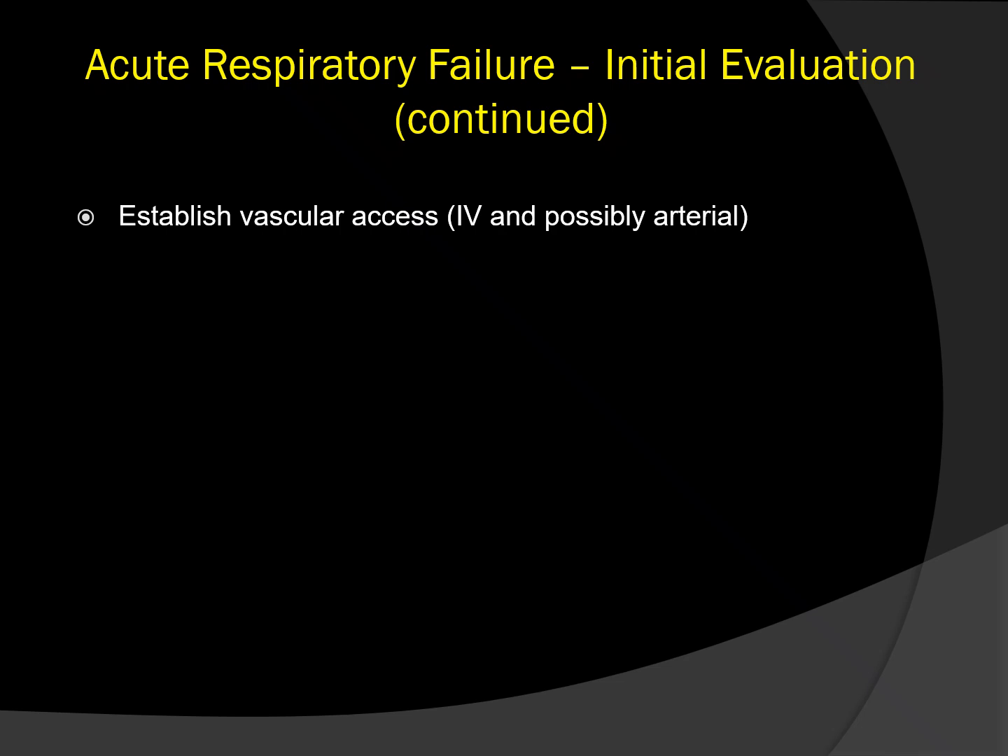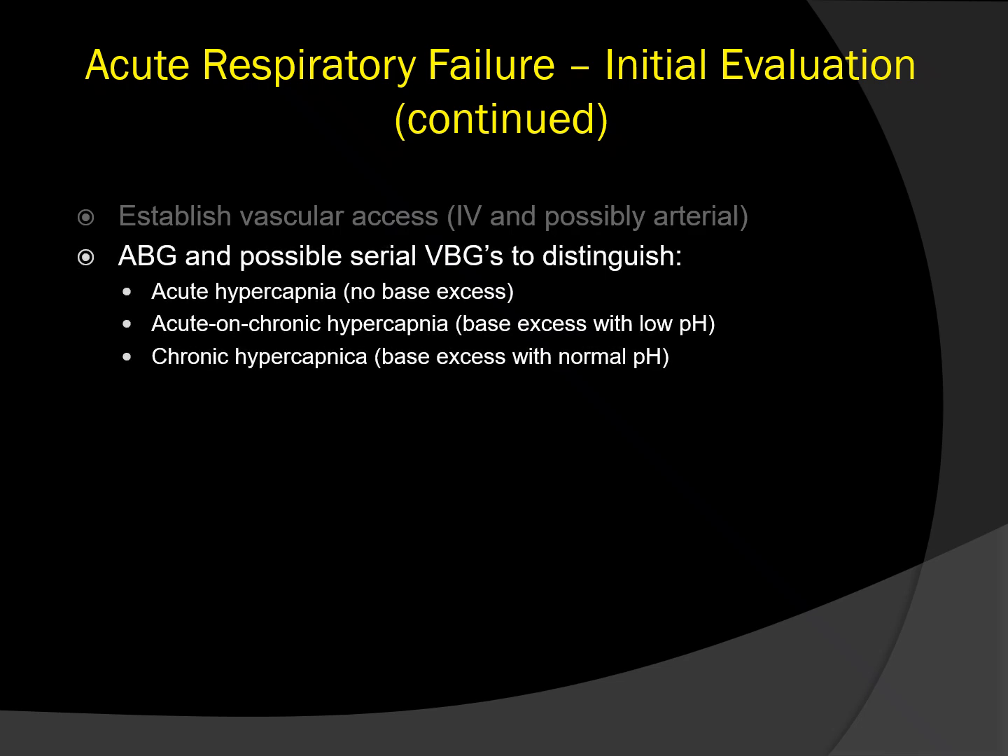Other considerations in the initial evaluation and management of patients with acute respiratory failure include establishing vascular access, almost always intravenous access and possibly arterial access, obtaining an ABG and possible VBGs to help us to distinguish whether there's pure acute hypercapnia. That would be an elevated PCO2 without a base excess. That is, the kidneys have not had time to accumulate bicarbonate to compensate the hypercapnia.